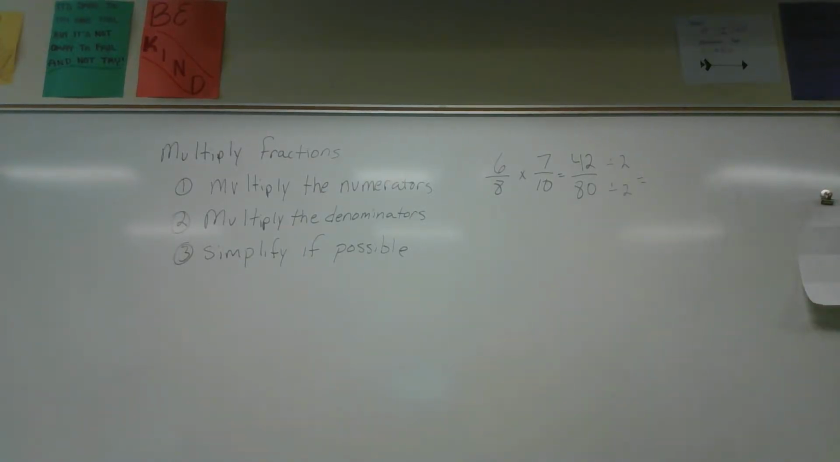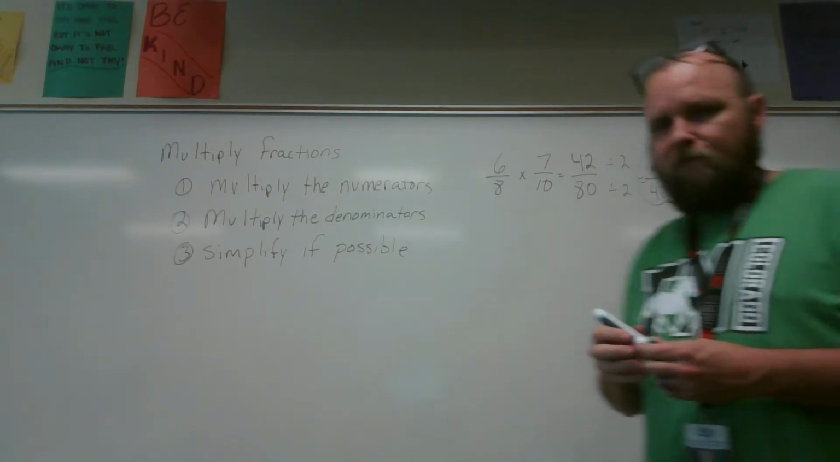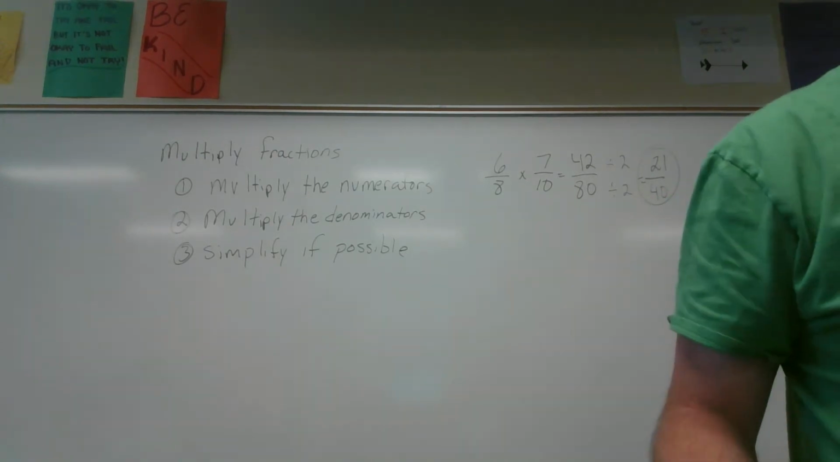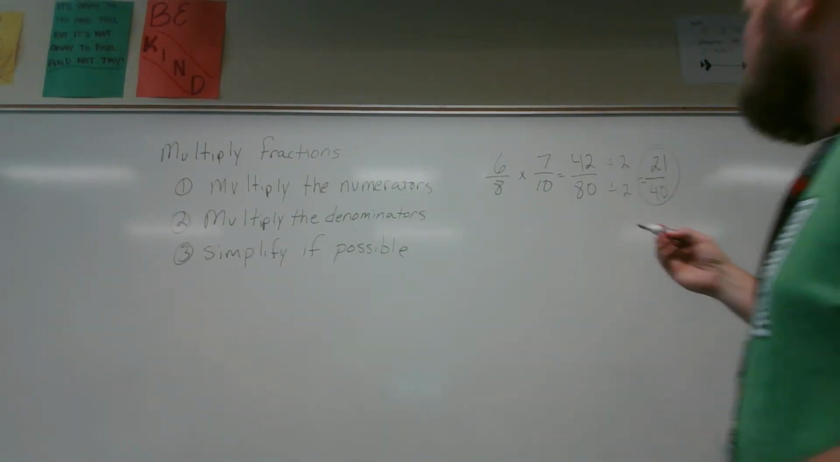Cadence, what is 42 divided by 2? 21. 21 over 40. Can 21 over 40 be simplified anymore? No, they cannot. So this is my final answer.